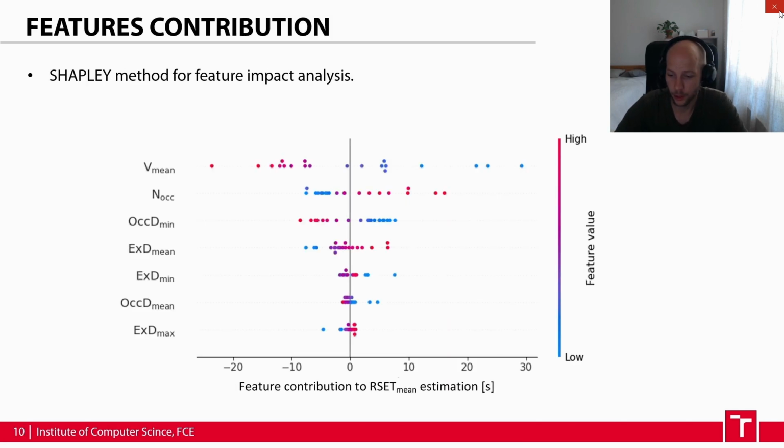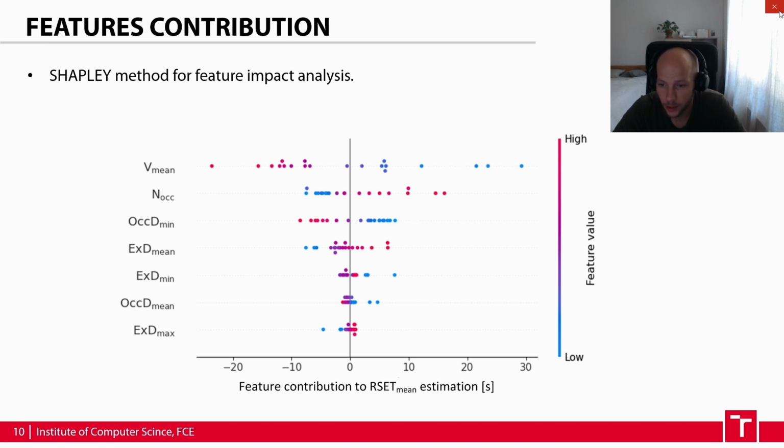This plot shows the contribution of each machine learning dataset feature to the metamodel's estimations. Features are ordered from top to bottom according to their impact. Higher means greater impact. We can observe that the mean walking speed feature has the highest impact and contributes to RSET mean with a maximum of approximately 30 seconds. The second feature is the number of occupants, which is also intuitive, as this feature has a high impact on RSET. Then there is the mean distance between occupants.